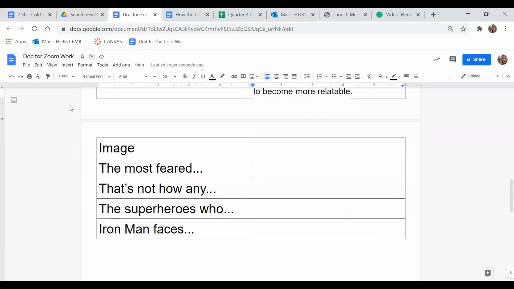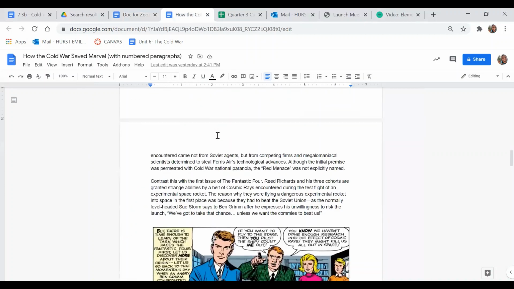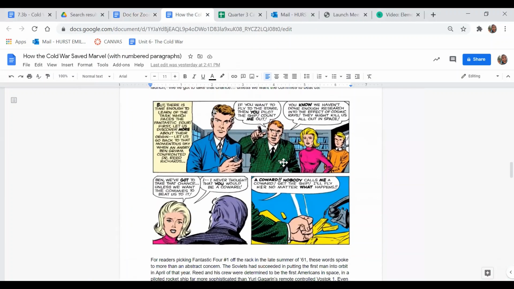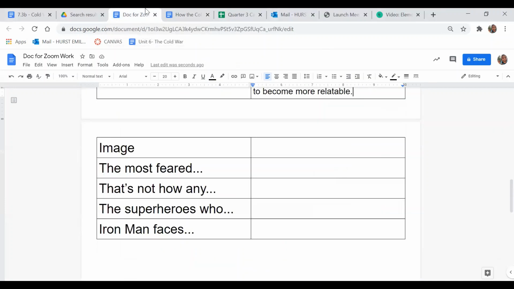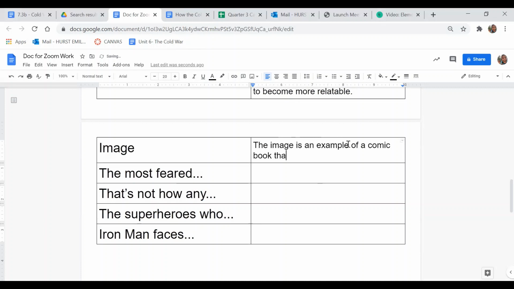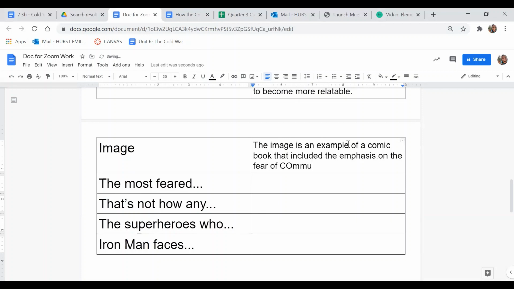Something you might not have realized we were going to do is look at the comic. So if you see, this is where they got that, "unless we want the commies to beat us." It's right in here. So this is clearly an example of one of these comic books. The image is an example of a comic book that included the emphasis on the fear of communism, right? So it's just an example so you can see what it looked like.